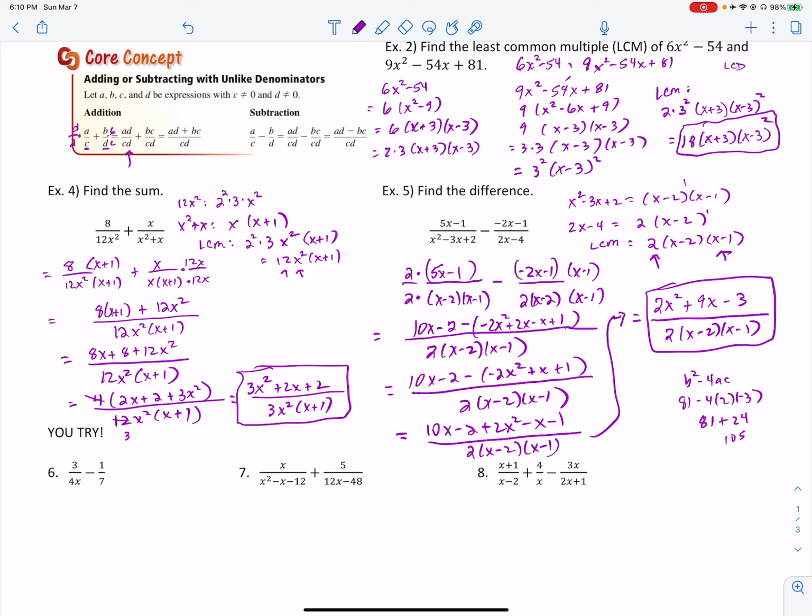Now, we haven't had anything canceling, and so I haven't changed denominators at all. Example 4, from those factors of x and x plus 1, x could not be 0 and x could not be negative 1, and that's still true in the end answer. And in the end answer for example 5, from the get-go, from how those factored, x could not be 2 or 1, and that's still true in the final answer.